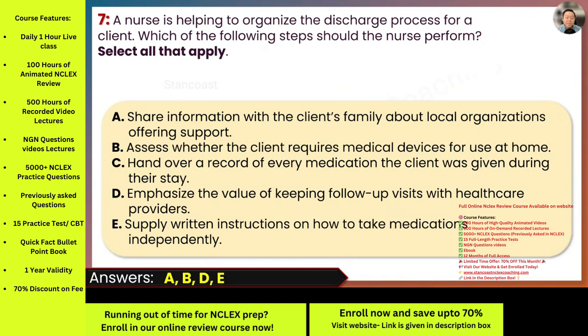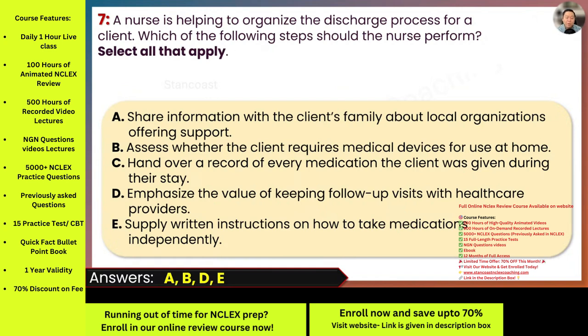Now, why is letter B also a correct option? Well, if the patient needs special equipment such as oxygen tanks, maybe walkers or hospital beds, these should be arranged before discharge. And if you fail to do this, this can lead to complications, might end up with falls or readmissions. And you as a nurse in this situation have to anticipate the patient's needs at home, and you have to set up medical equipment in advance.